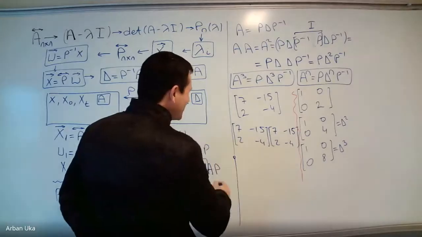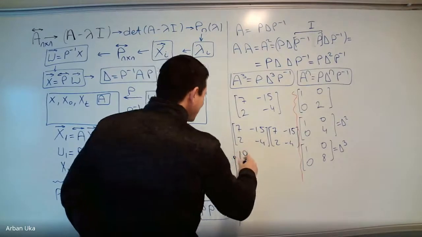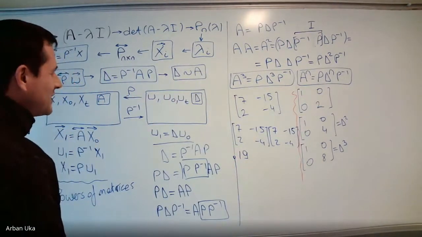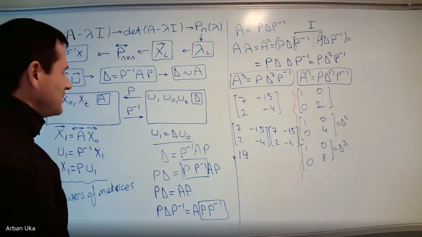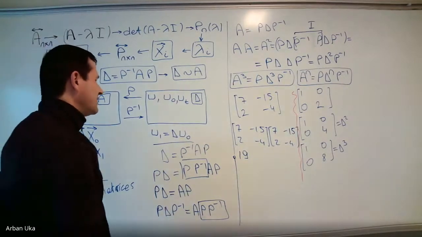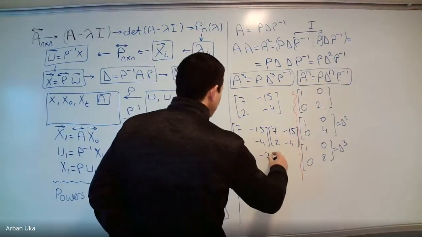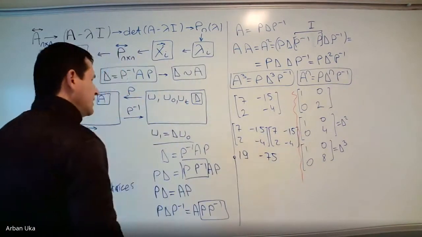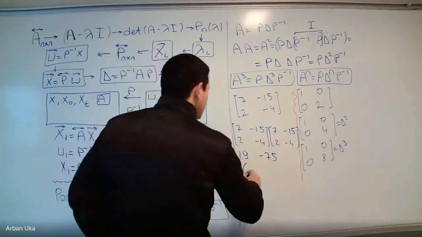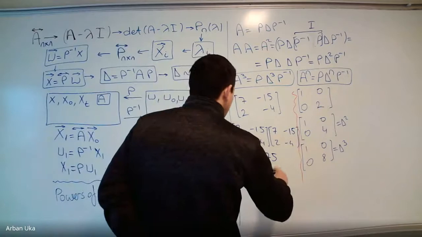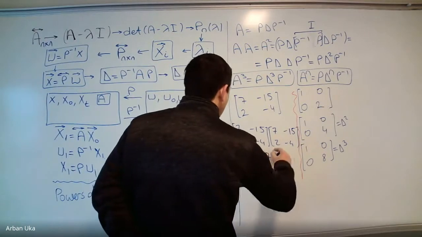So here we have 49 minus 30, whatever this is, around 19. And then here we get 7 times minus 15. What is 7 times minus 15? This is 35 minus 105 plus 30 minus 75. Then 14 minus 8, we get 6, minus 30 plus 16, minus 14. Okay, that's good. So this is our a squared.